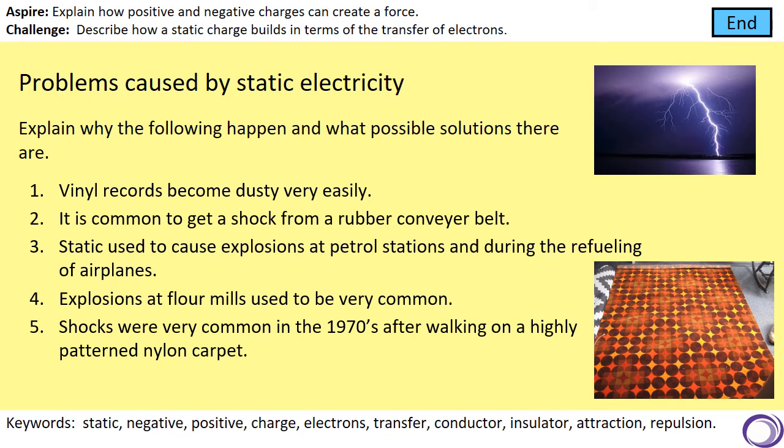Number four, explosions at flour mills. You've got lots and lots of flour moving down tubes and pipes or on conveyor belts. You get static, you get a spark. If you've got flour in the air, because flour is made of very small particles, it will explode. A lump of flour wouldn't, but flour in the air where there's lots of oxygen would be explosive.